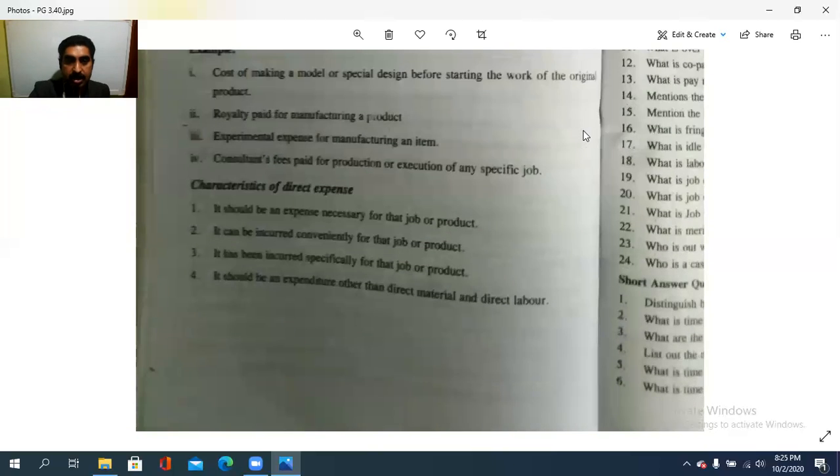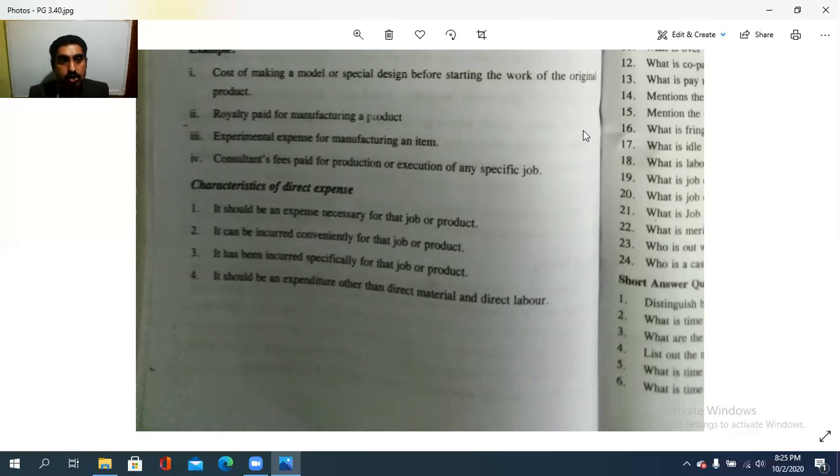Characteristics of direct expenses: it should be an expense necessary for that job or a product because it is directly incurred. Then it can be incurred conveniently for that job or product or production process. Then it can be incurred specifically for that job or product, and it should be an expenditure other than the direct material and direct labor. So these are the characteristics of direct expenses.